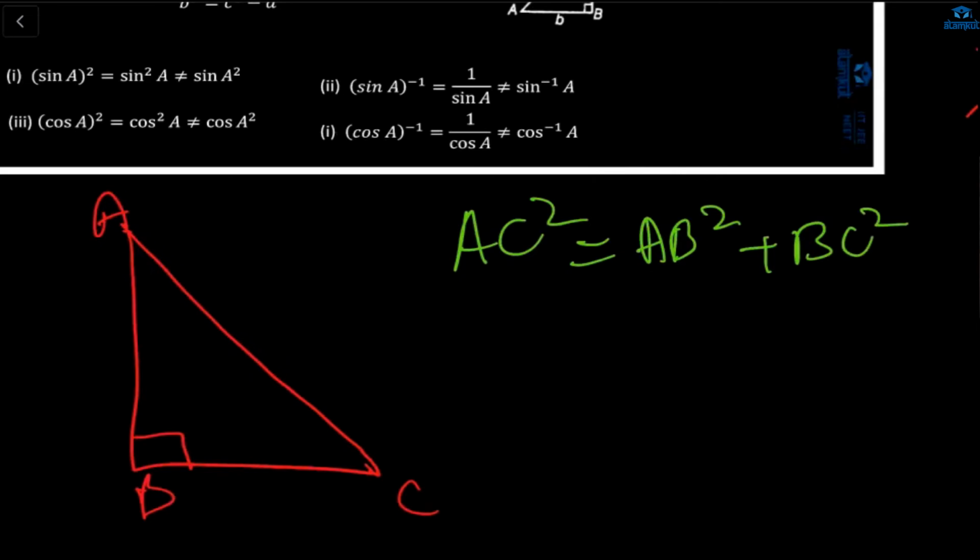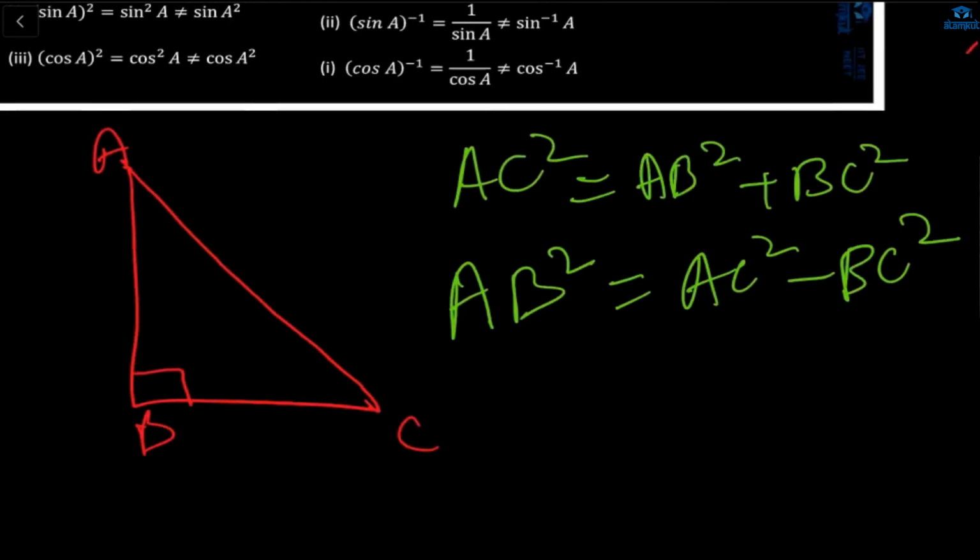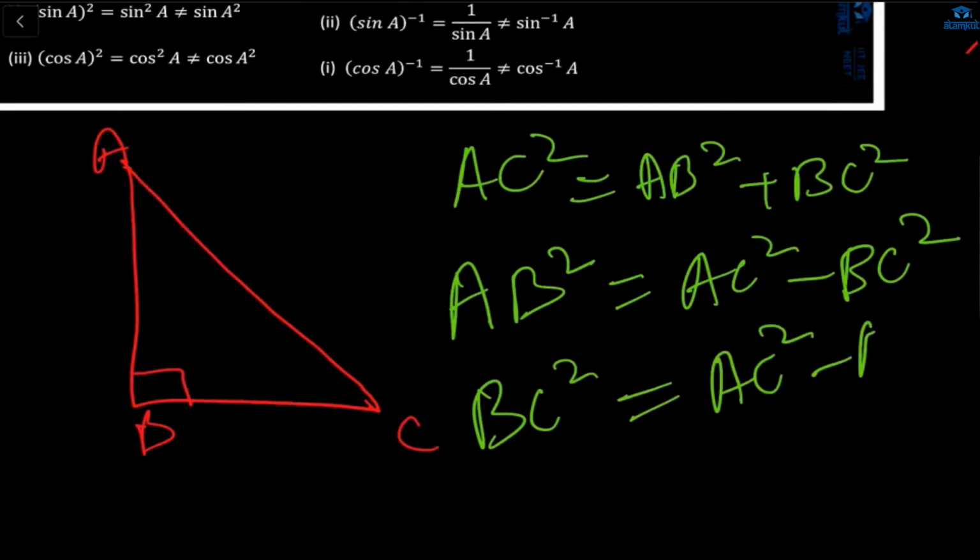In this given triangle ABC, you can similarly find out the value of AB also. For example, AC and BC are given and you have to find AB. So AB square will be equal to AC square minus BC square. In the same way, if BC is not given but AC and AB are given, BC square is equal to AC square minus AB square. This way you can find out the value of the sides and then you can find out the ratio also.